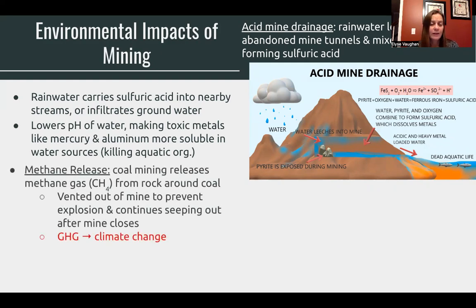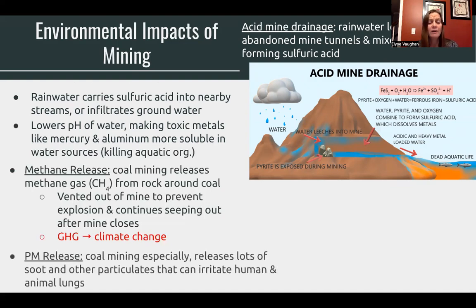Another issue is the release of methane. Coal deposits are usually associated with methane because they form from the same deposit of fossil material. And this has to be vented out of the mine to prevent suffocating the miners or any kind of explosion. And it's going to continue seeping out after the mine closes. And you might remember that methane is a much more potent greenhouse gas than carbon dioxide. And so this leads to climate change.